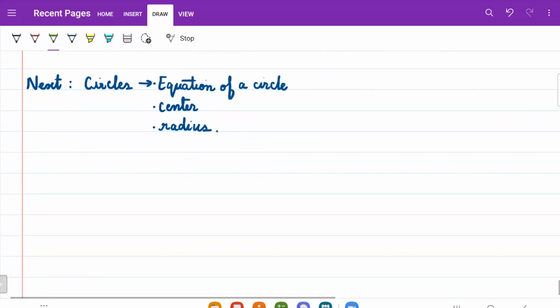Right. So in the next video, I will be covering circles, essentially the equation of the circle, what the center and radius are, and some formulas that are related to the center, radius, and the equation of the circle.